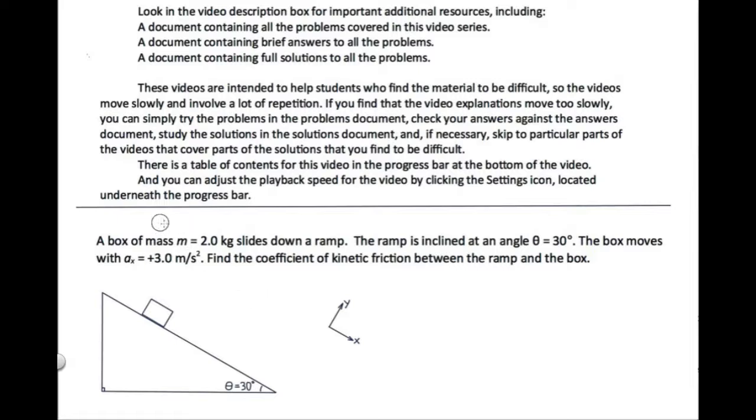We notice that this problem mentions the concept of mass and the concept of acceleration and the concept of friction. Friction is a force. Well, all of these concepts could be substituted into the Newton's second law equations. So it looks like we're going to be using the Newton's second law problem-solving framework.